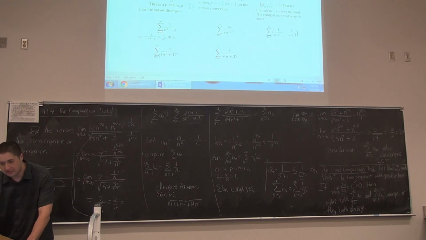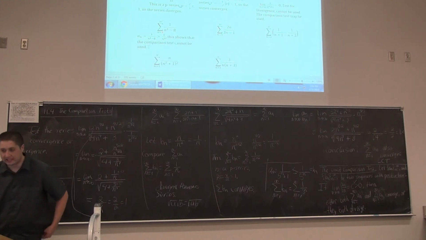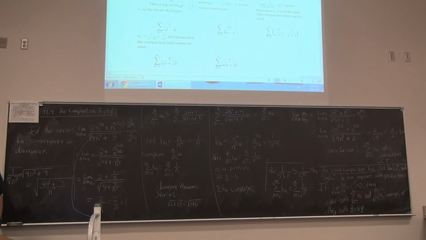This shows that the comparison test cannot be used, sadly. Whereas it worked just fine here because of the plus 1. If we convert to minus with something that should converge, then the whole test is ruined. That's tragic. But what's our next best test after that?